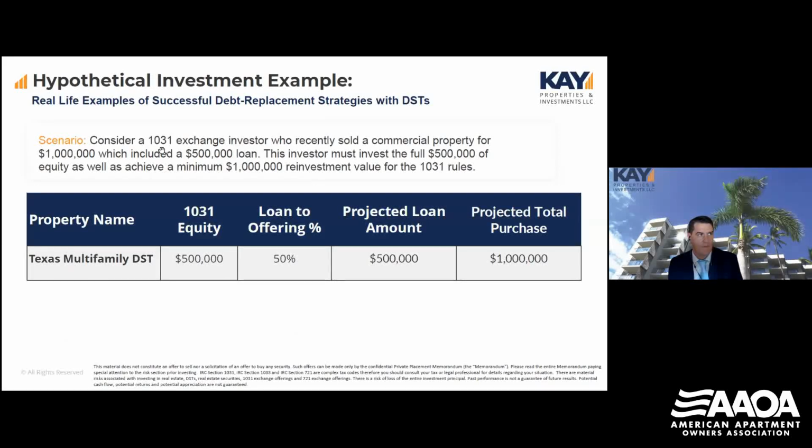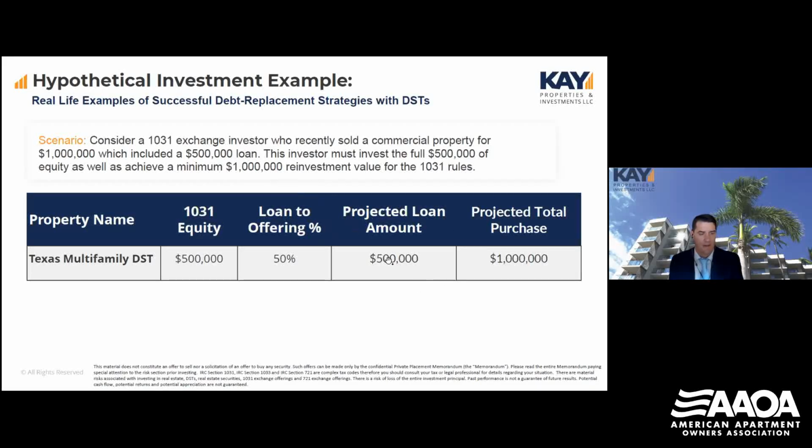So here's a hypothetical investment example. In this scenario, consider a 1031 exchange investor who recently sold a commercial property for $1 million, which included a $500,000 loan. This investor must invest the full $500,000 of equity, as well as achieve a minimum $1 million reinvestment value for the 1031 exchange rules.